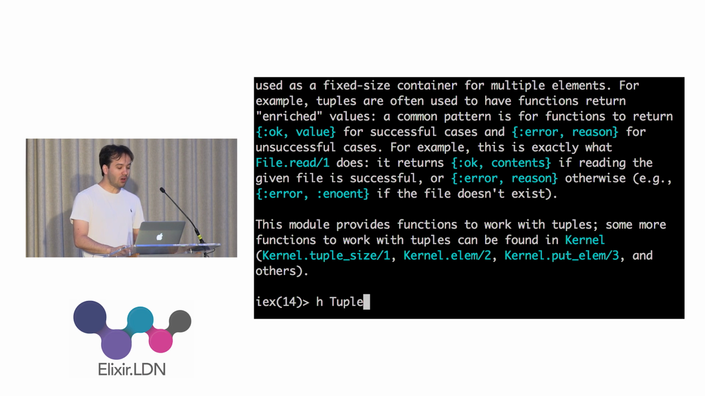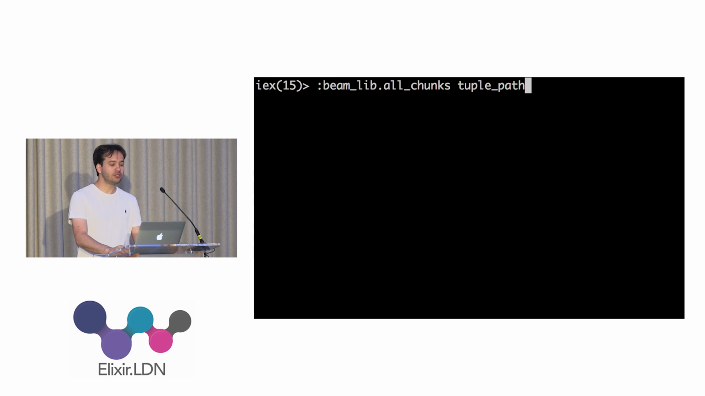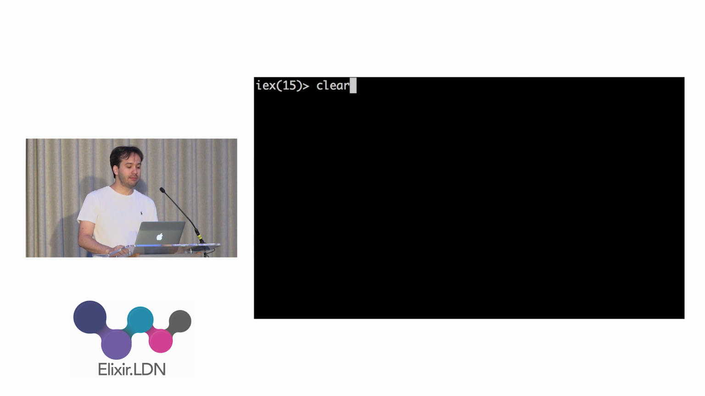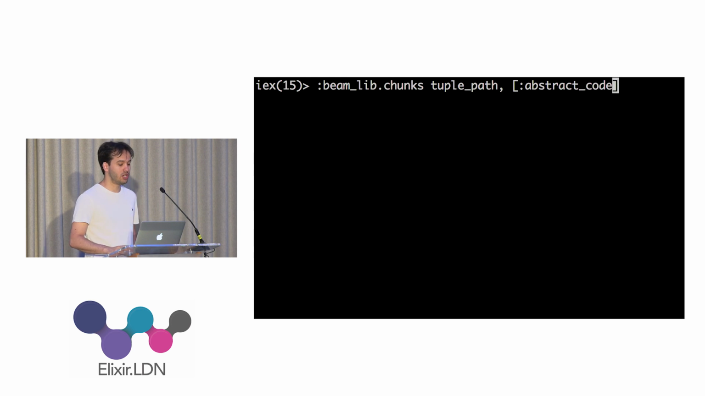And something else that we also store in the .beam file is the Erlang AST. Remember when I was talking about the compilation process? I said we have the file, then we get the Elixir AST, and at some point we get the Erlang AST, and we compile. This Erlang AST is actually stored in the .beam file as well. We can fetch it. So instead of getting all chunks, let's say I want to get the abstract code chunk.